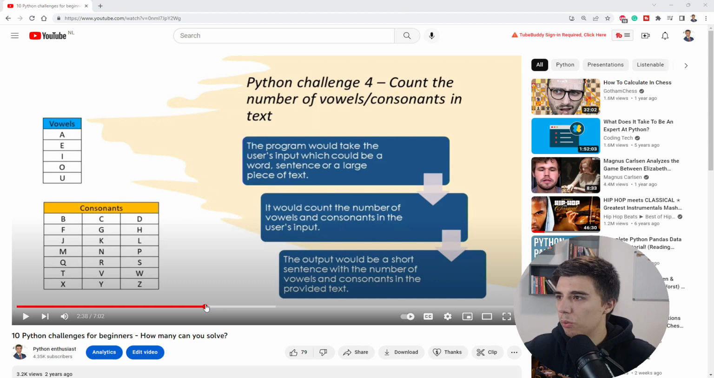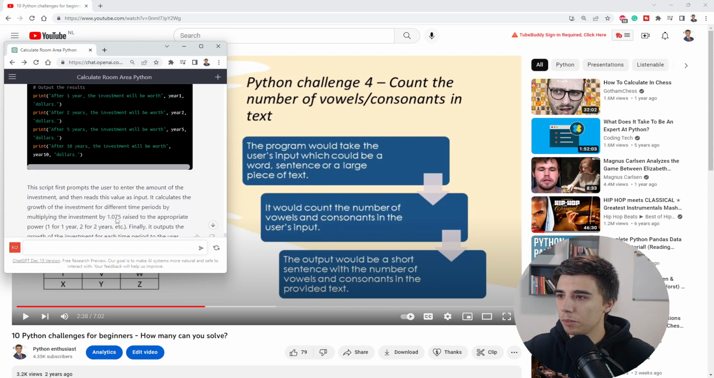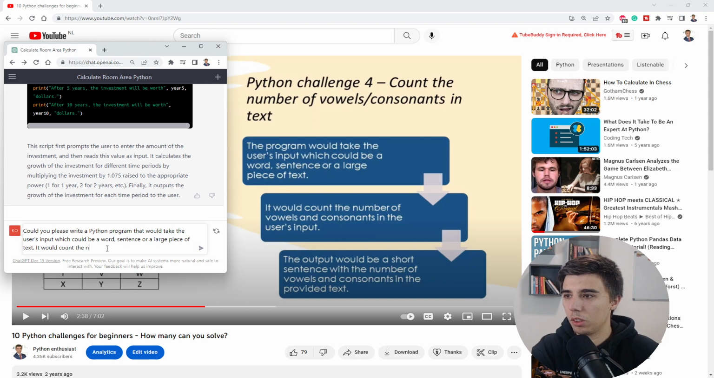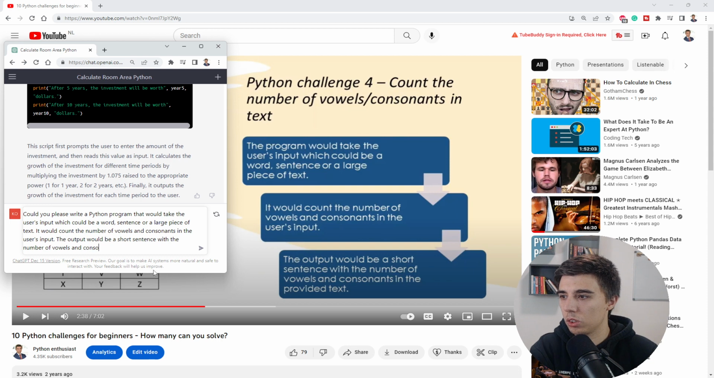Count the number of vowels or consonants in text. So, could you please write a Python script or program that would take the user's input, which could be a word, sentence, or a large piece of text. It would count the number of vowels and consonants in the user's input. The output would be a short sentence with the number of vowels and consonants in the provided text.